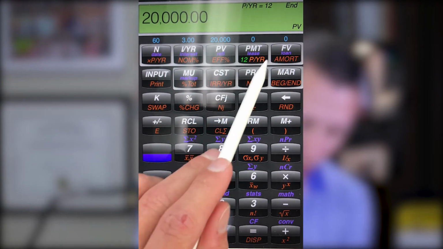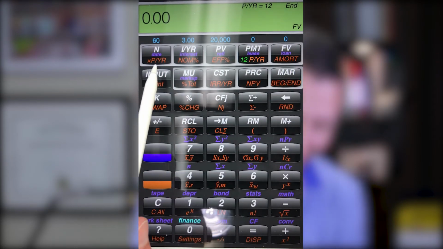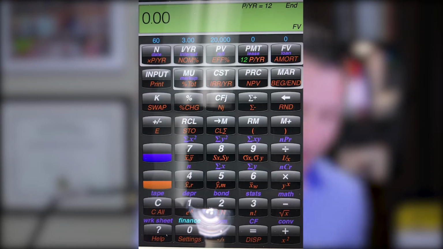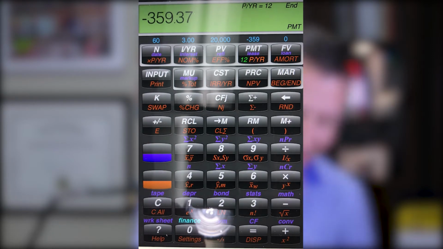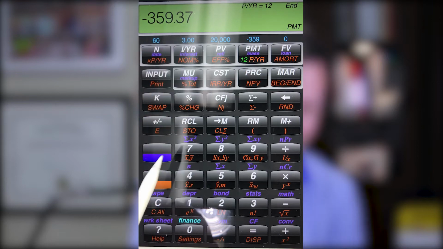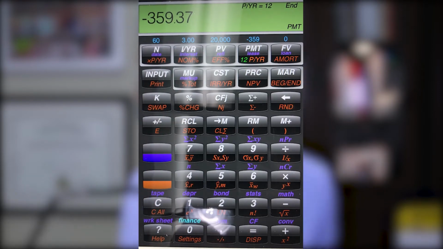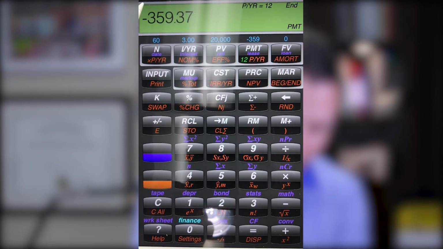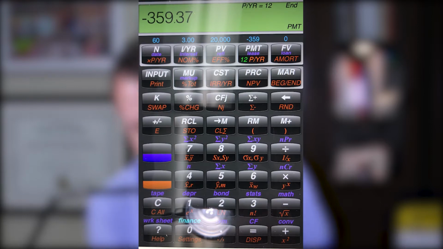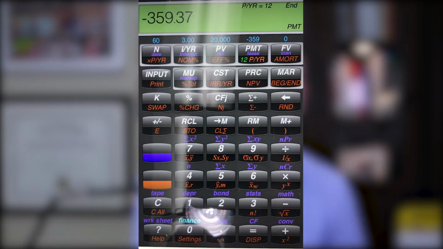And we want to figure out what the payment is. So we'll hit 0 for our future value, because at the end of the 5 years, the loan will be paid off. If we tap on the PMT, we can see that it says 359.37. So that's what our payment is. It says negative because it's a payment, an outgoing transaction. So this will be our payment. Let's say that we get to this math and we figure out that we cannot pay $359.